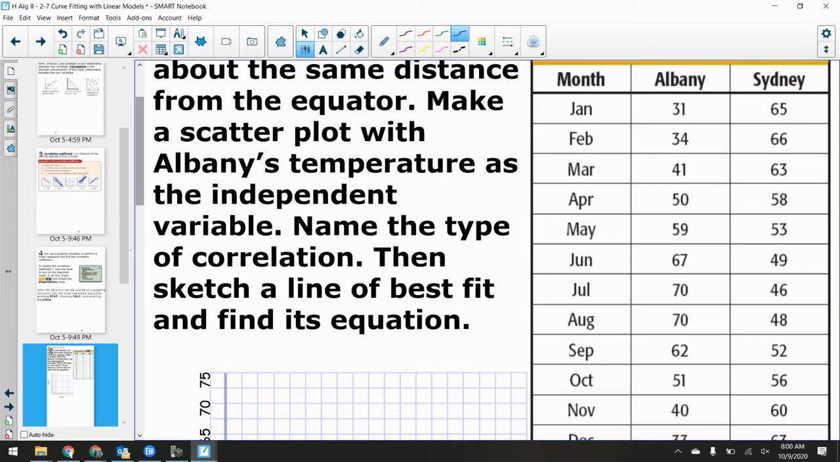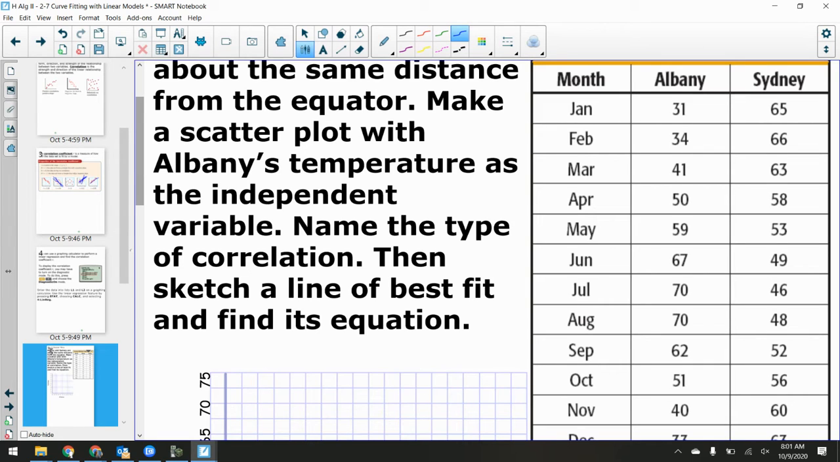Sydney, Australia, in the southern hemisphere, right? Albany, New York, in the northern hemisphere, probably about the same distance away from the equator, right? So what's going on in December in New York? Is it really hot or really cold? Cold. What about Sydney, Australia? Hot, right? And then those are inversely proportional, right?